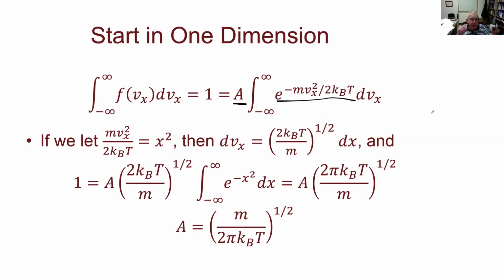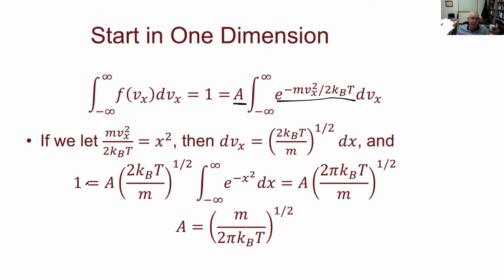In order to evaluate that integral, the easy substitution to make is this one, which says if I just take this quantity here, mvx squared over 2kt, and call that x squared, then I can figure out what dvx is, and I get this collection of the constants times dx, all right? I'm going to use that to take my integral and rewrite it out of being this way to being integrating over x's. When I do that, I get the result down here, right?